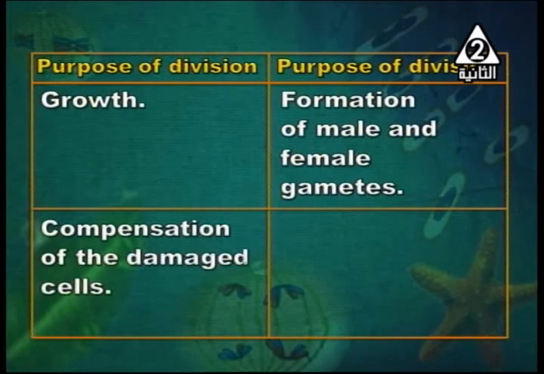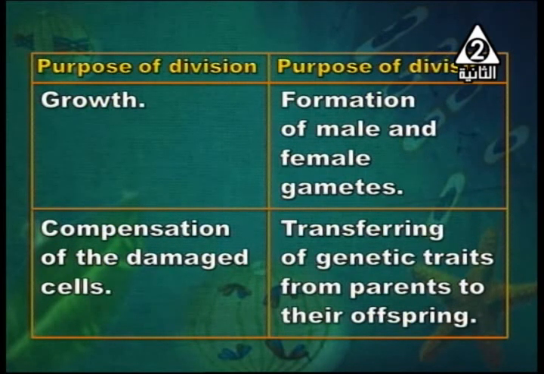The purpose of the cell division for the somatic cells is growth and compensation of the damaged cells, while the purpose of the reproductive cell division is the formation of male and female gametes and transferring the genetic traits from parents to their offspring.